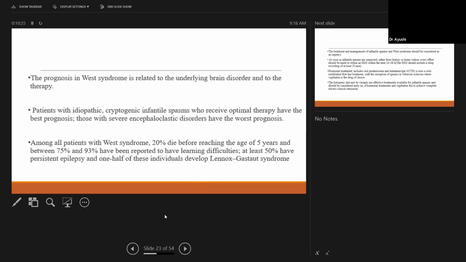The prognosis in West syndrome is related to the underlying brain disorder and to the therapy. Patients with idiopathic cryptogenic infantile spasms who receive optimal therapy have the best prognosis, while those with severe encephaloclastic disorders have the worst prognosis. Among all patients with West syndrome, 20% die before reaching the age of 5 years, and between 75 and 93% have been reported to have learning difficulties. At least 50% have persistent epilepsy, and one half of these individuals develop Lennox-Gastaut syndrome.